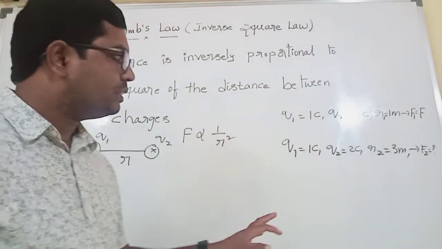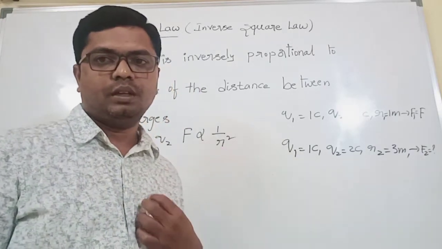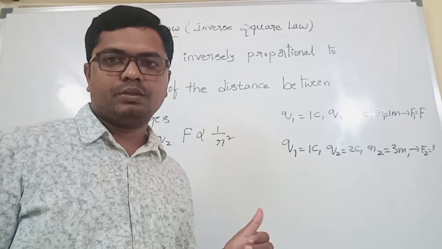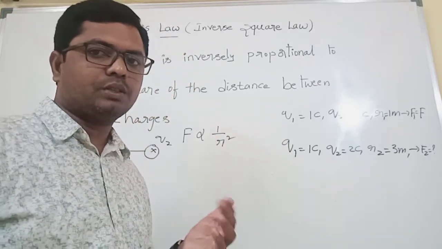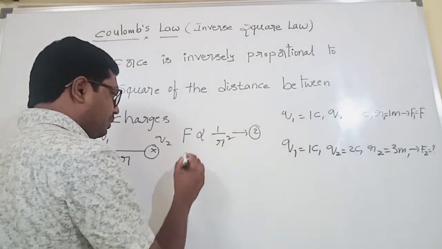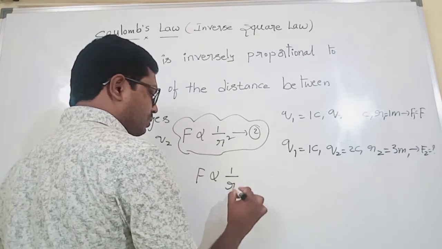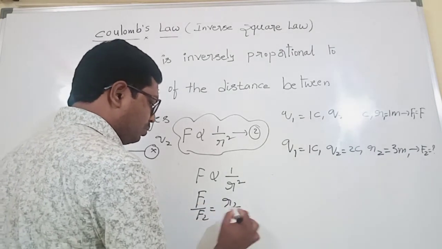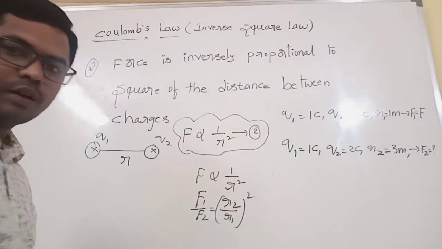I am not changing the Q1, Q2 values. That means the product of the charges remains the same. If I change the product, that means if I change the magnitude of the charges, automatically we need to apply the first also. Now let it be this equation number 2. I am not changing. We are going to apply this equation like this. F is directly proportional to 1 by R squared. That is F1 divided by F2 is equal to R2 by R1 whole square. F1 by F2 is equal to R1 by R2 whole square.